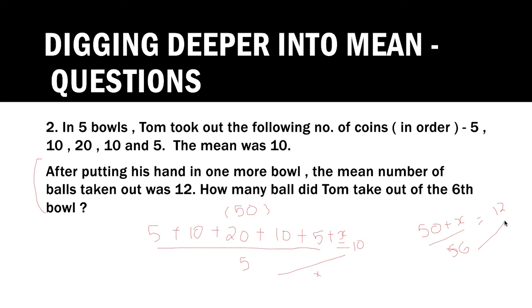So we do 12 times 6, which is 72. So 50 plus something is 72. So for this you can do 72 minus 50. I'm going to do it mentally this time. So the answer is 22. 50 plus 22 is equal to 72. So you can just write it as x is equal to 22. 22 balls were taken out of the sixth ball.